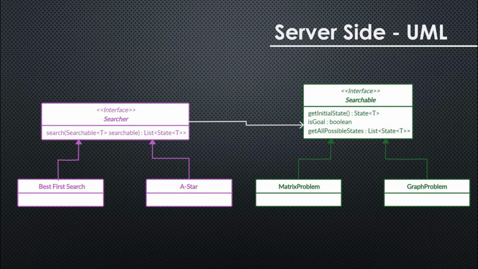Here you can see how we use a design pattern to create separation between the problems and the algorithms that are used to solve them. For example, it can be a graph problem, and the BFS algorithm will solve the problem.